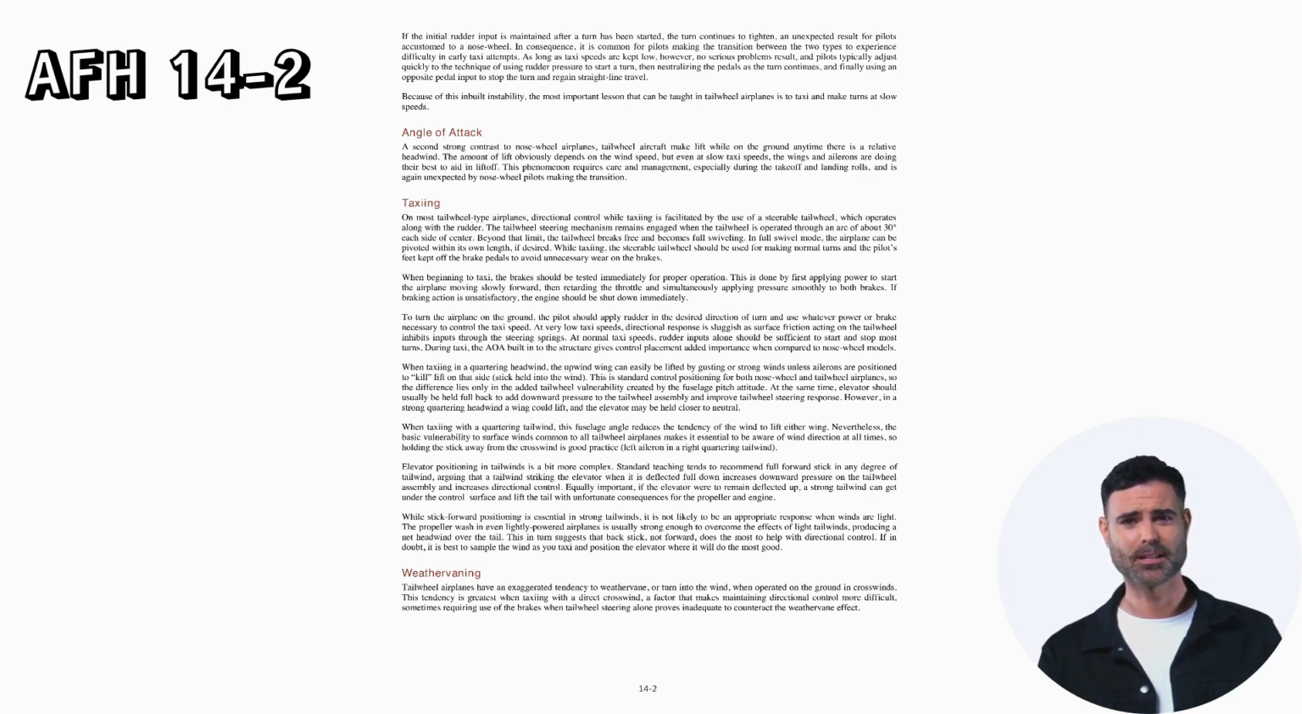In consequence, it is common for pilots making the transition between the two types to experience difficulty in early taxi attempts. As long as taxi speeds are kept low, however, no serious problems result, and pilots typically adjust quickly to the technique of using rudder pressure to start a turn, then neutralizing the pedals as the turn continues, and finally using an opposite pedal input to stop the turn and regain straight-line travel. Because of this inbuilt instability, the most important lesson that can be taught in tailwheel airplanes is to taxi and make turns at slow speeds.